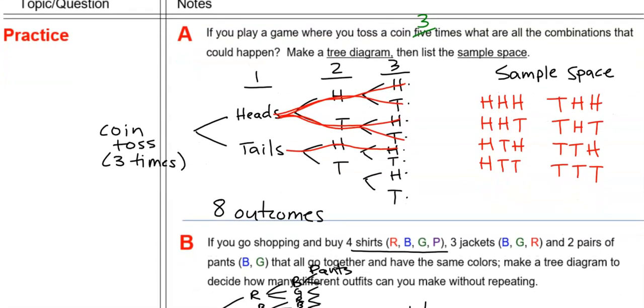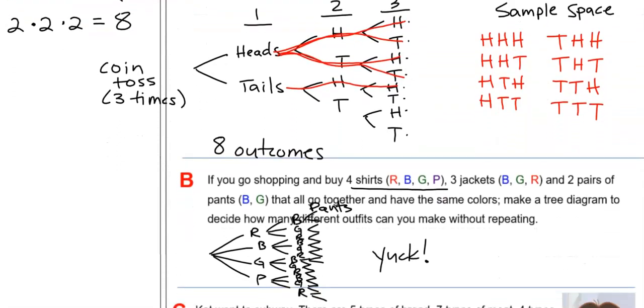If we go to our coin toss, letter A, let's off to the side here use our fundamental counting principle. There were 2 possibilities for our first toss, heads or tails. There were 2 possibilities for our second toss, heads or tails. There were 2 possibilities for a third toss, heads or tails. Altogether, 2 times 2 is 4, times another 2 is 8. And that's how we can get our 8 possible outcomes.